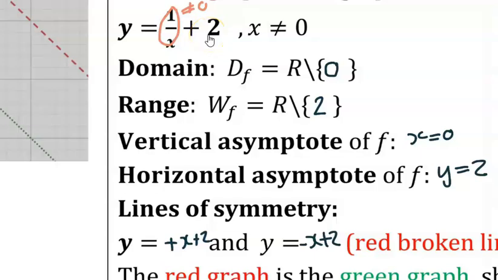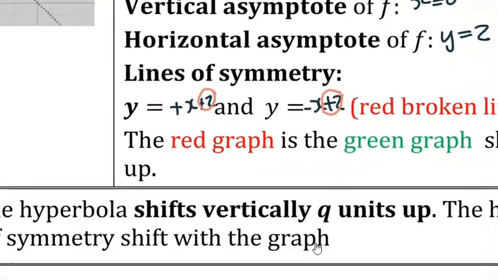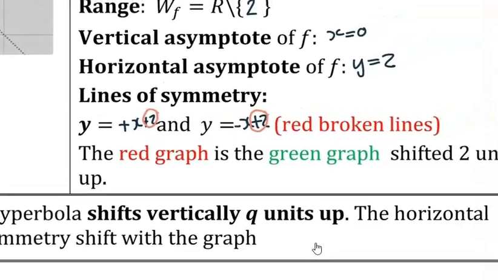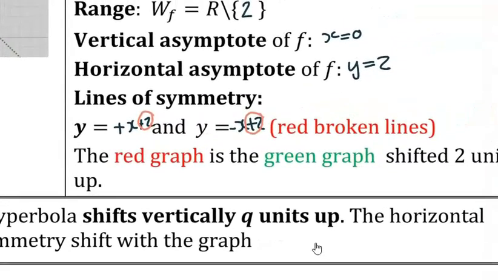So I simply add the q value to my two regular lines of symmetry. So I have y equal to x plus the q value, and I have y equal to minus x plus the q value. The red graph is then the green graph shifted 2 units upwards because my q value is equal to 2 and that is positive, so I will shift up.